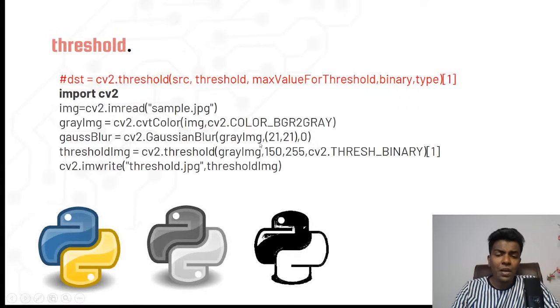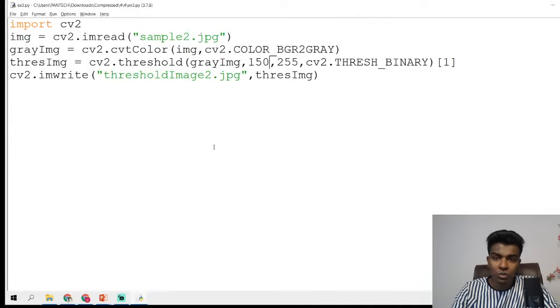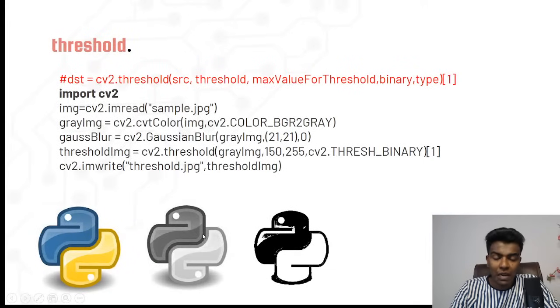And then we are going to apply a threshold. For applying a threshold, here we have specified this threshold. Whenever the value of the input data is greater than the threshold, we are going to convert it into a black color, and whenever the value is less than the threshold, we are going to convert it into a white color.